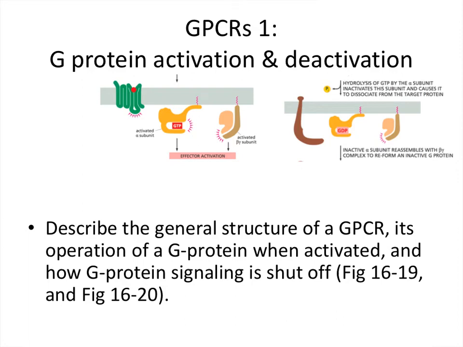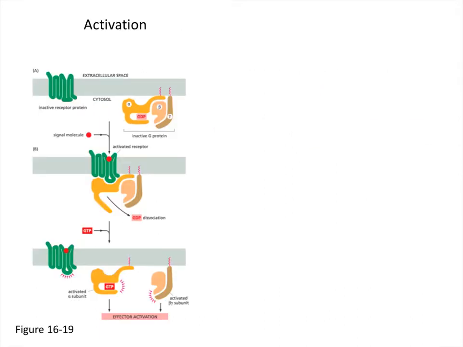This video is GPCRs 1, G protein activation and deactivation. So here we're looking at the activation of a G protein through a G protein coupled receptor. And so the G protein coupled receptor, you can see up here at the top in green, it's a 7-pass transmembrane receptor, and a ligand can bind to it.